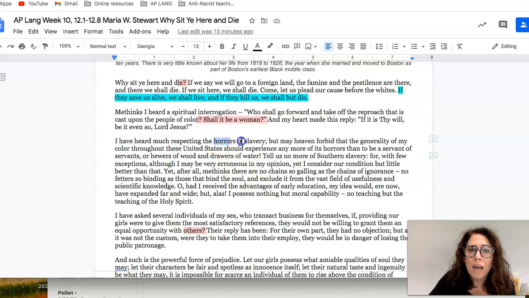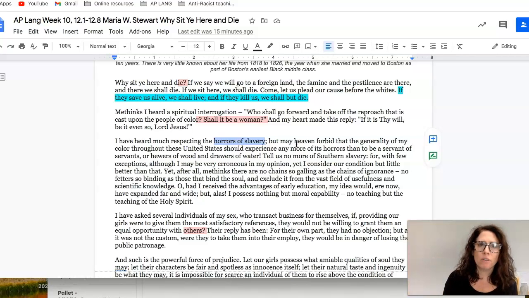So the main noun, the main thing she's talking about would be the horrors of slavery, like the horrific things that are attached with the act of slavery. And she understands. She's like, I understand, I've heard a lot about this. But may heaven forbid, like heaven forbid I assign you another homework assignment. Or sometimes my mom would say, heaven forbid you do this again. Like, God help me if this happens again and I have to say this to you. So think of when you've heard these phrases before. So it's like, God help me that the generality of my color throughout these United States.